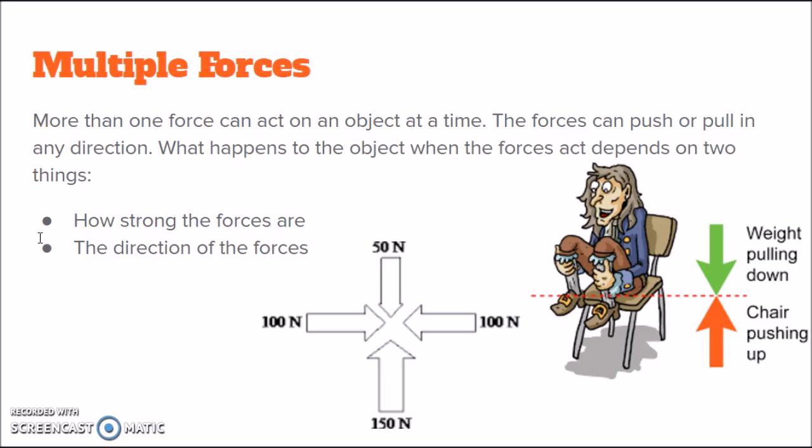All right. So, like this person sitting in the chair, the weight is pulling this person down, but the chair is pushing back up. So there's two forces acting on this person just by sitting there doing nothing. All right. So now we're going to talk about when forces act on an object, what happens to them.